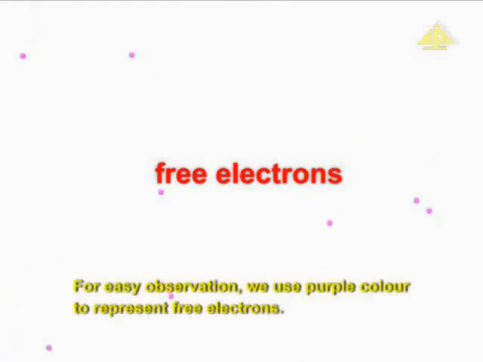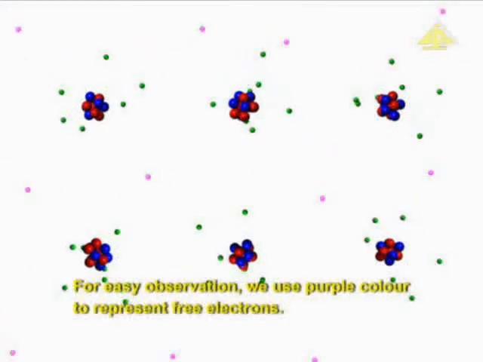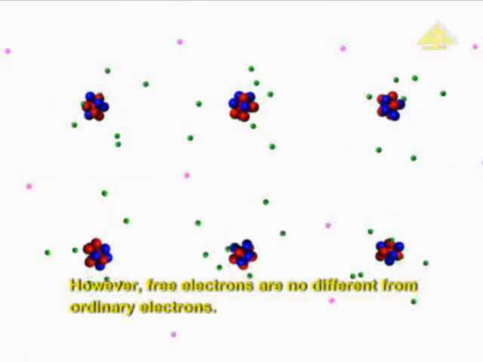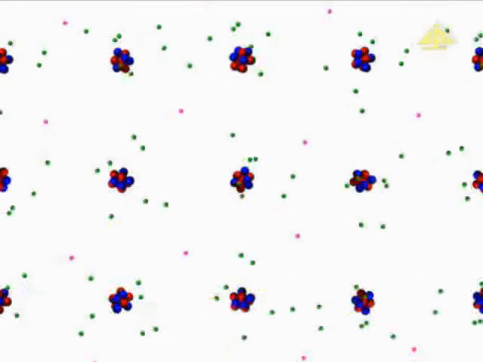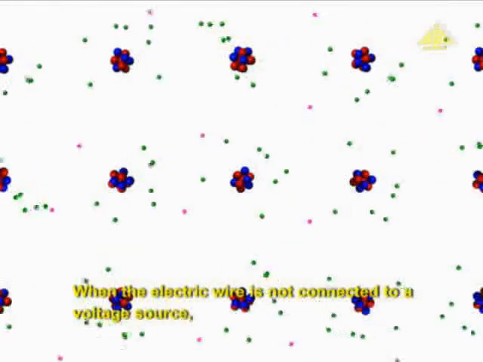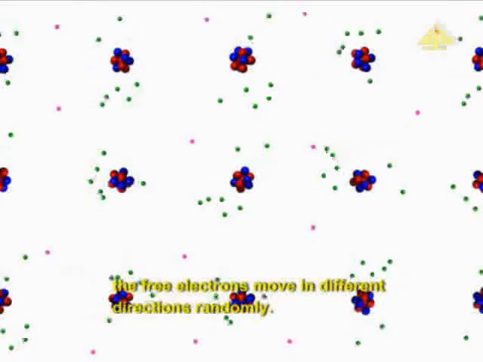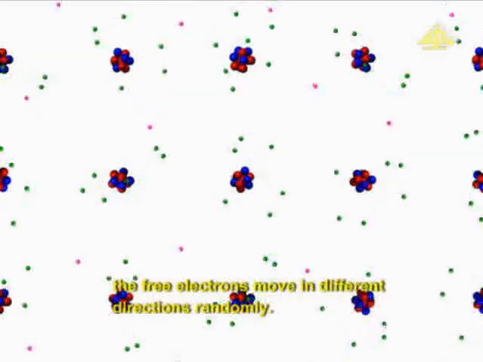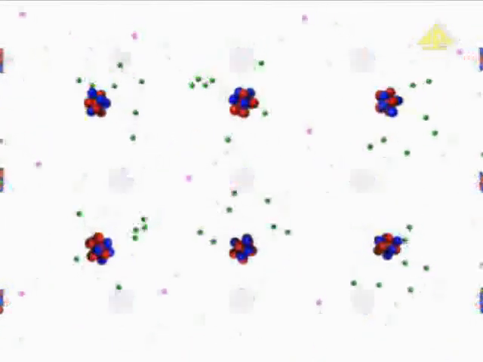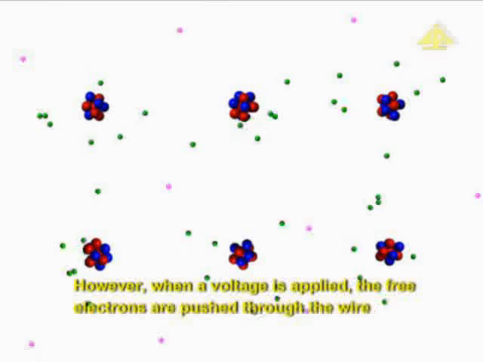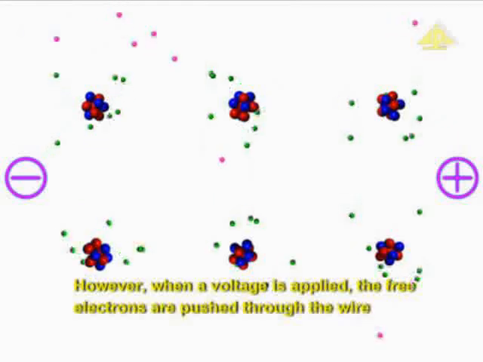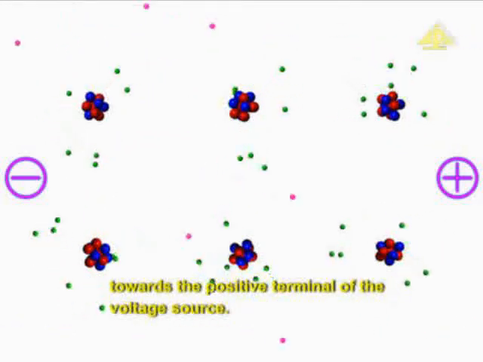For easy observation, we use purple color to represent free electrons. However, free electrons are no different from ordinary electrons. When the electric wire is not connected to a voltage source, the free electrons move in different directions randomly. However, when a voltage is applied, the free electrons are pushed through the wire towards the positive terminal of the voltage source.